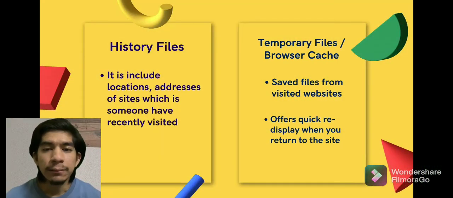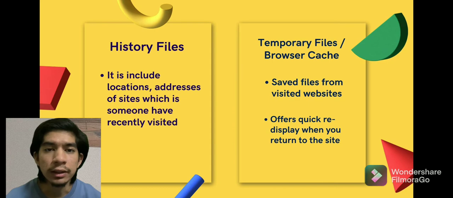Okay, next I'm going to explain where our critical information is stored. Basically, when browsing the web, our critical information is stored on the hard drive, like history files and also temporary internet files, known as browser cache. So what are history files?